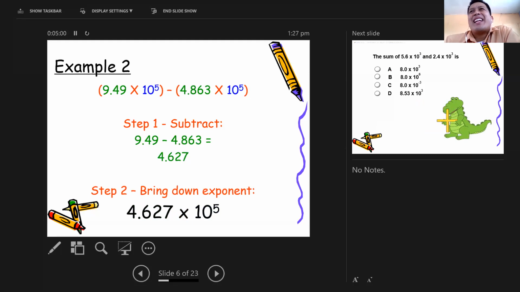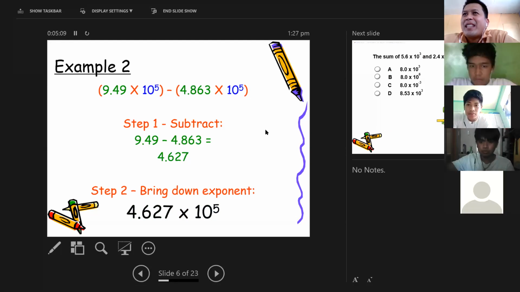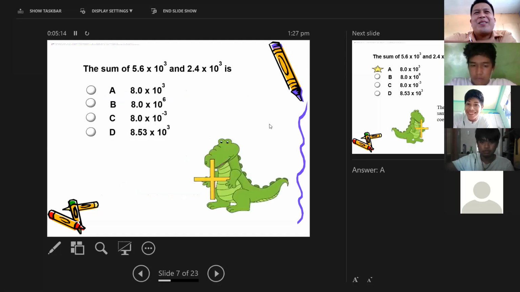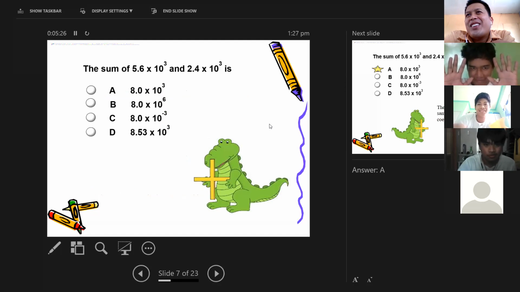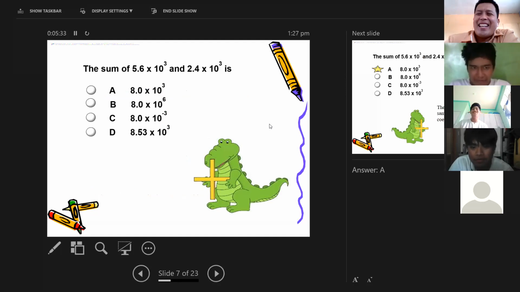Okay, let's have a drill in addition and subtraction. The first question goes to Edson, this is yours, Edson. The sum of 5.6 times 10 to the power of 3 and 2.4 times 10 to the power of 3. ABCD. A. Okay, the answer is A.